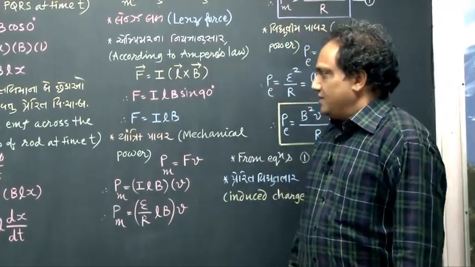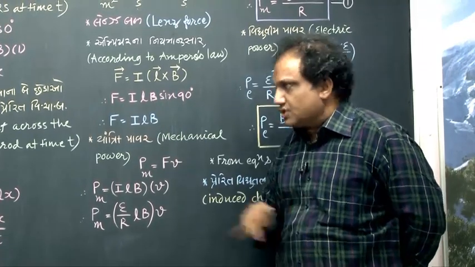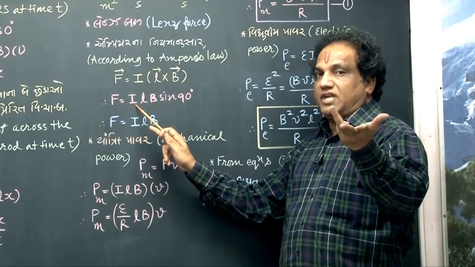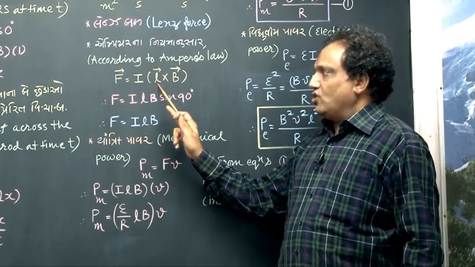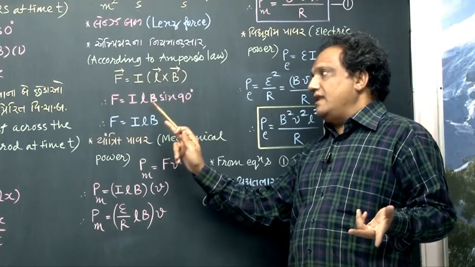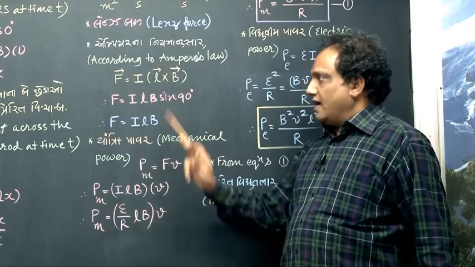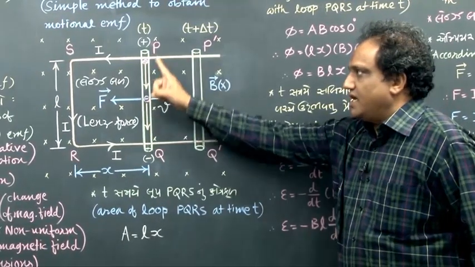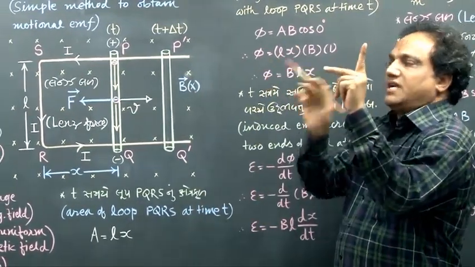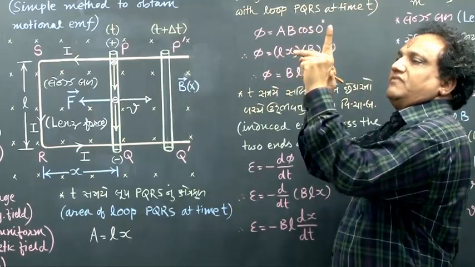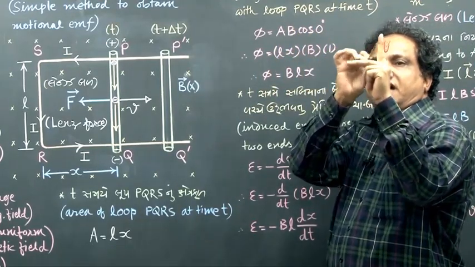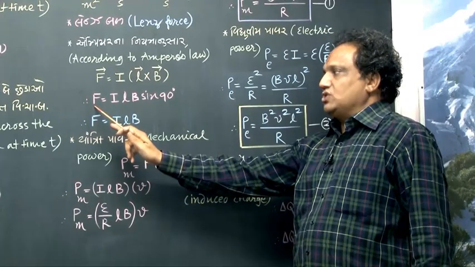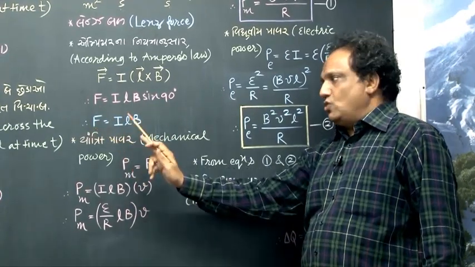Now if I want the magnitude of this force, call it F. As you know, the magnitude of vector A cross vector B is AB sin theta. Similarly, the magnitude of vector L cross vector B is LB sin theta, where theta is the angle between vector L and vector B. Vector L is always taken in the direction of current, right now upwards, and vector B is right now inward. So this angle is 90 degrees, sin 90 is 1, so F equals ILB.